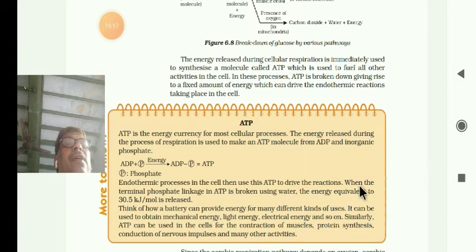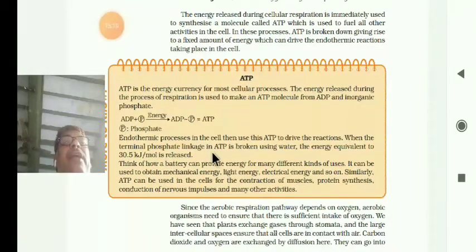When the terminal phosphate linkage in the ATP is broken, using water, energy equivalent to 30.5 kJ/mol is released. How much? 30.5 kJ/mol. When ADP and phosphate combine, ATP is formed.